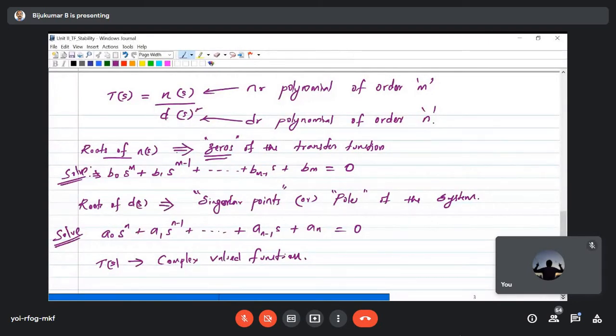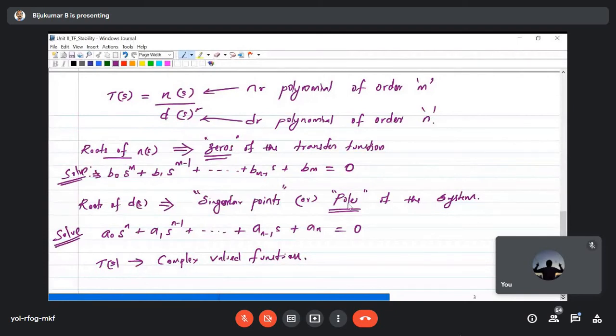So we can summarize it. We can call the roots of the numerator polynomial of a transfer function the zeros of the transfer function, and the roots of the denominator polynomial the poles of the system. And we will see later what the effect of poles and zeros in a system is.